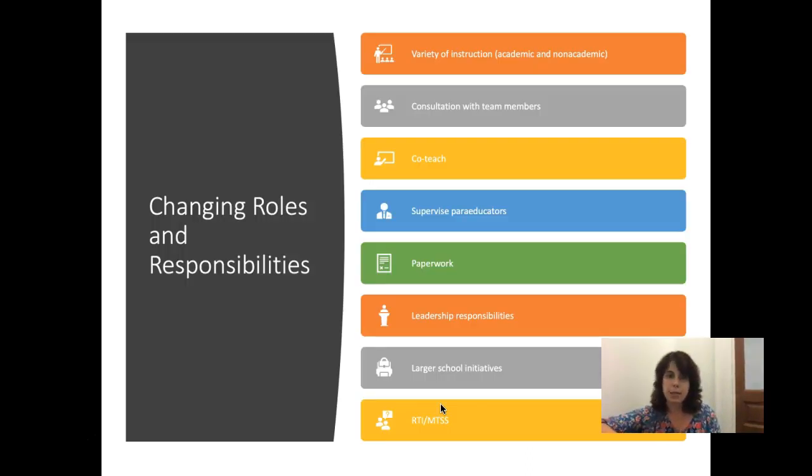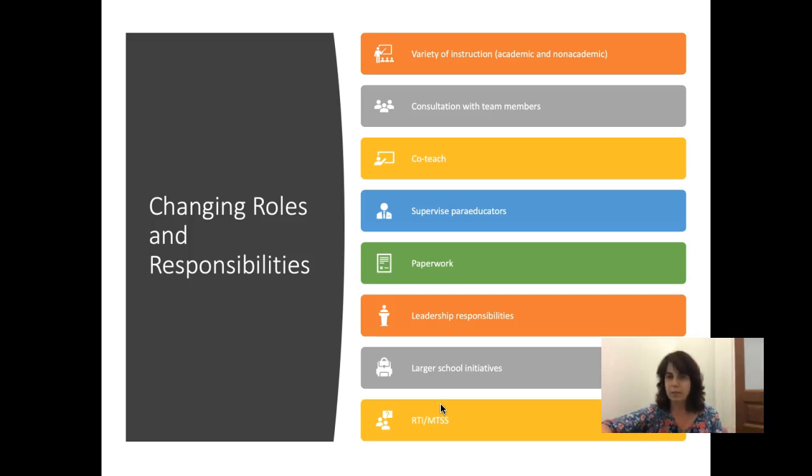So I mentioned a minute ago about these changing roles. So there's so many different things that special educators are going to be asked to do. There's a variety of instructional methods. You're being asked to consult with different team members. You're co-teaching in the general education classroom with your general education peers. You're supervising paraeducators. There's a lot of paperwork. You're potentially being a case manager for IEPs, for instance. You're monitoring that progress. So you're figuring out the system in order to do that.